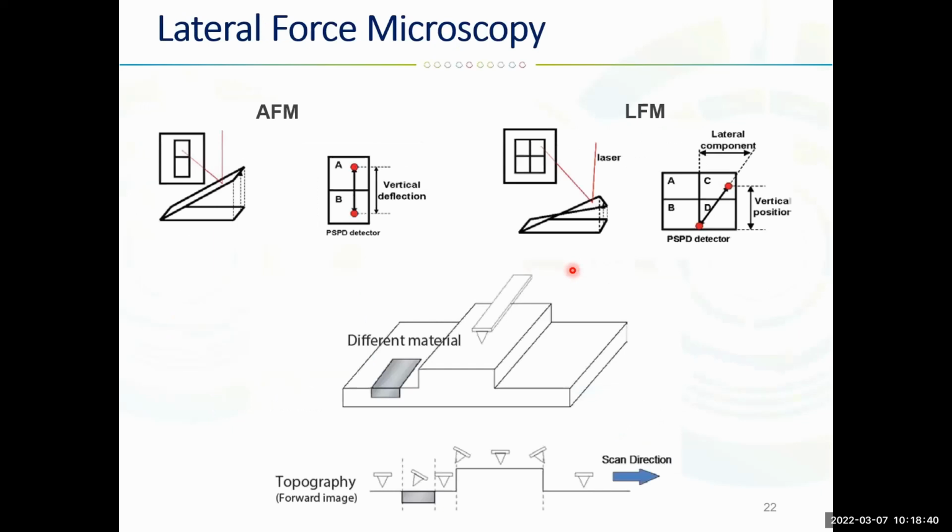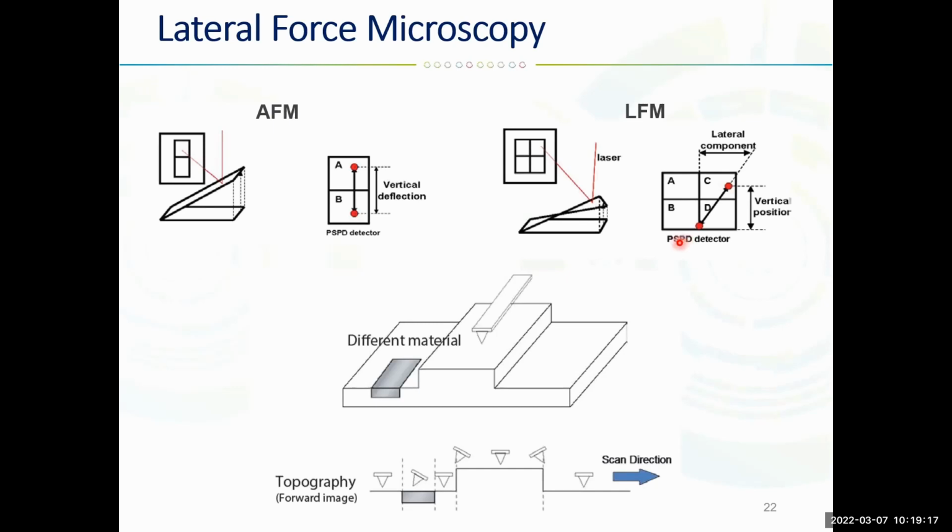Okay, and this brings us to lateral force microscopy. This type of microscopy is particularly useful for identifying and mapping heterogeneities in the surface with different characteristics. And it has numerous different applications. So here on the top of this slide is a schematic illustration of the laser position. These pictures should be familiar to you already.